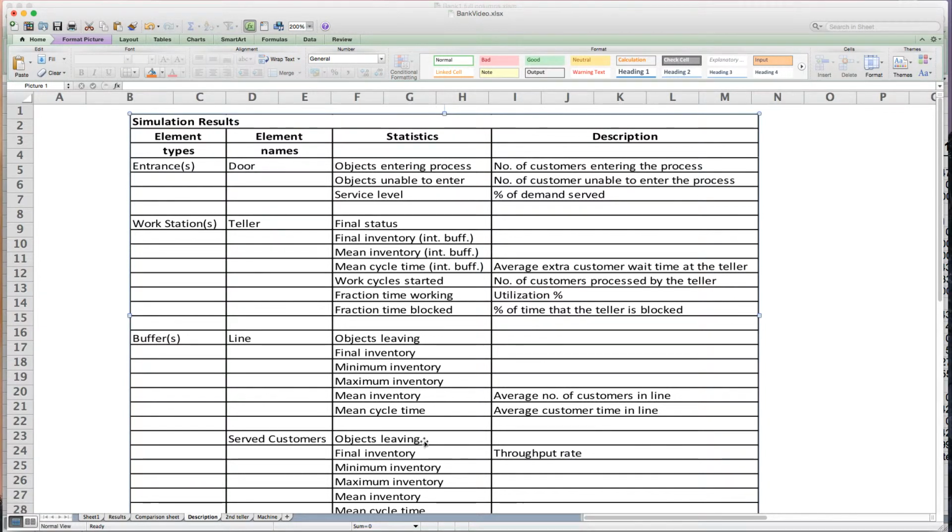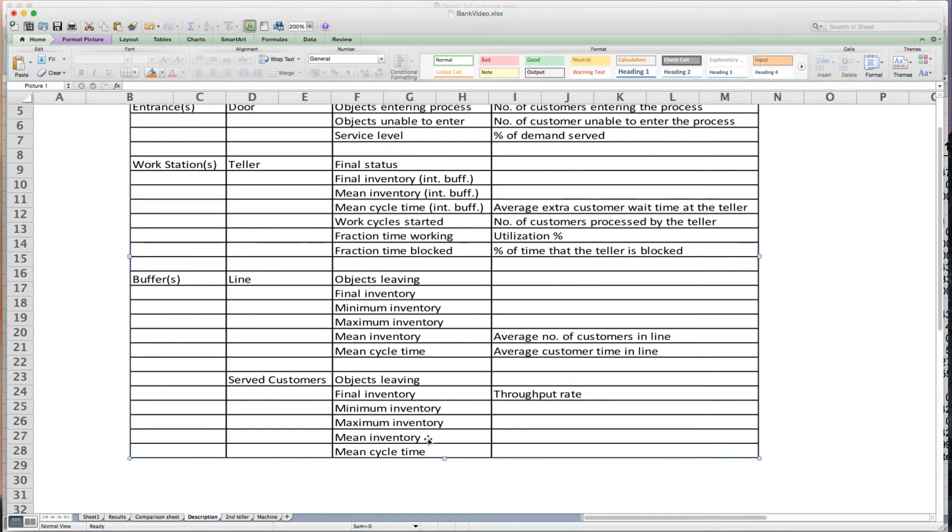Now don't forget, because we're not using the exit function on the control panel on SimQuick, because we don't have customers leaving according to a specified schedule, what we do is we set up that served customers buffer or waiting area. The purpose of that is to give us a final count or a throughput rate for the amount of customers getting through the system. So for served customers, you're only going to look at final inventory and pick that off as your throughput rate for the system. Okay, so there's our results, and that's how you interpret them.